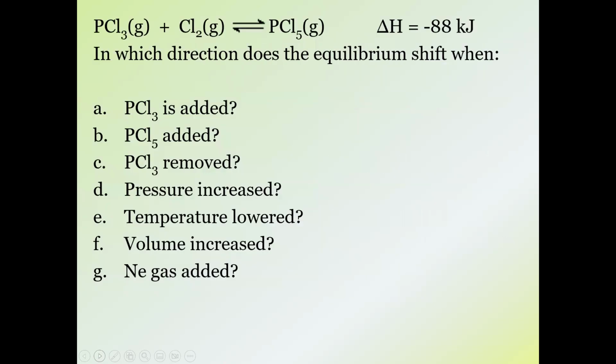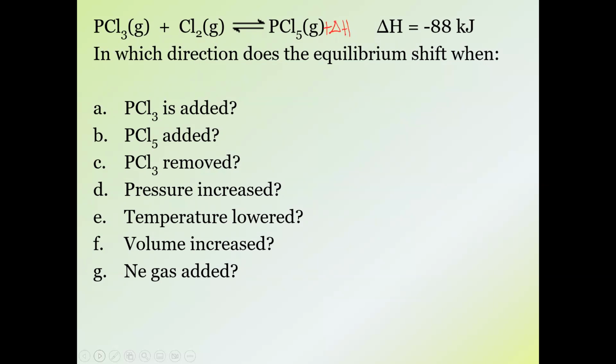So let's look at some of these shifts in equilibrium and which direction these will shift. Here we have the reaction of PCl3 and chlorine producing PCl5. And it tells us that our heat of the reaction is negative 88 kilojoules. So remember, that means that this is exothermic, so heat is going to be a product. I'm just going to put heat on that product side for us to see.